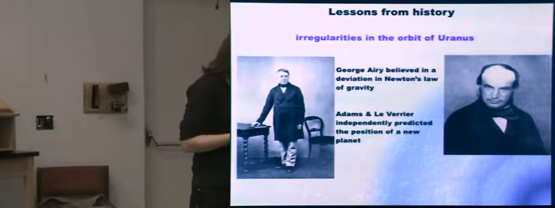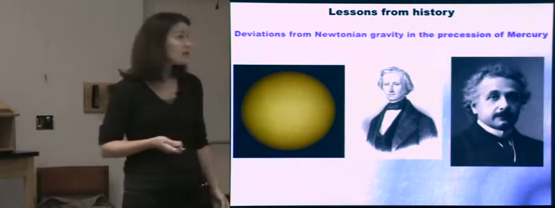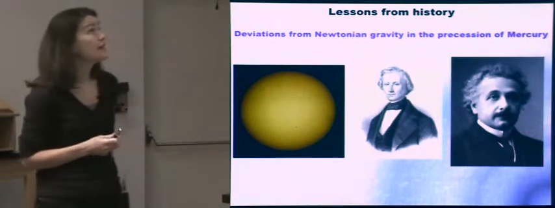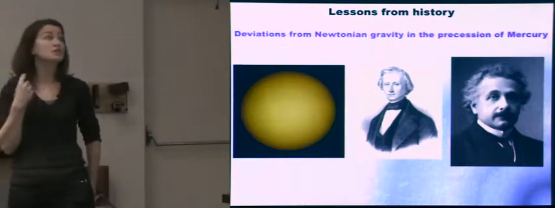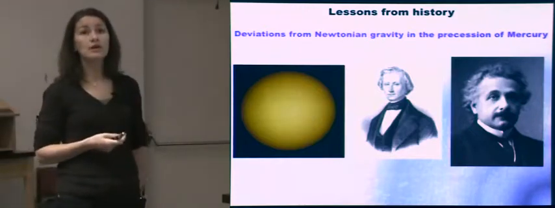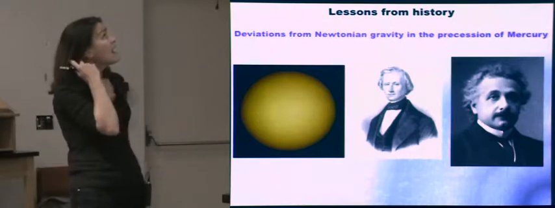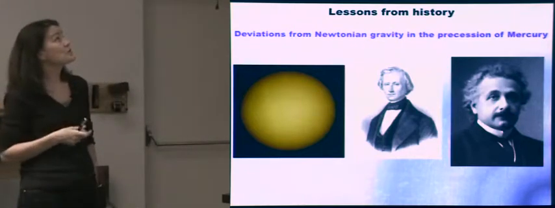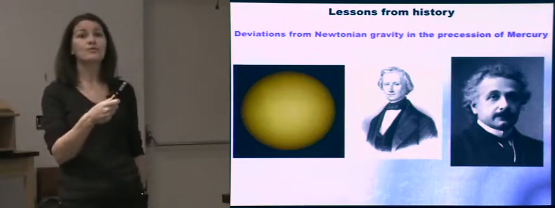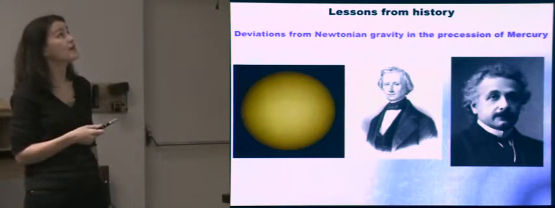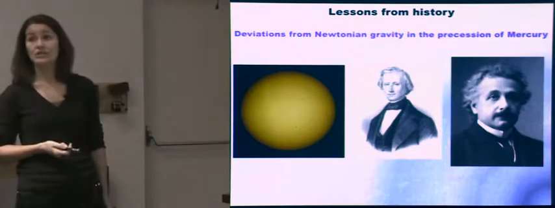Another story which went the other way was the precession of the perihelion of Mercury. So as Mercury goes around the sun, there's a point at which it's closest to the sun. We call this the perihelion. And if you take Newton's description of gravity, then there were these very significant deviations in the predictions for the orbit of Mercury and what Mercury was actually doing.